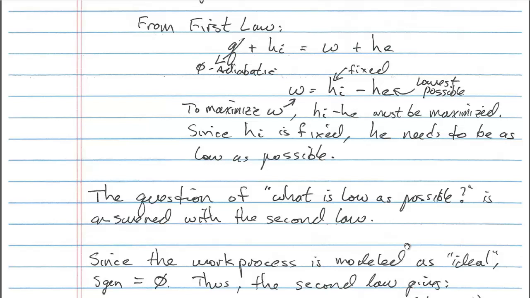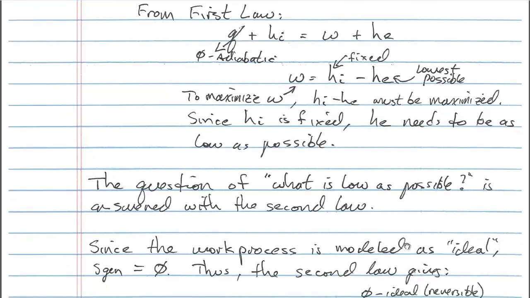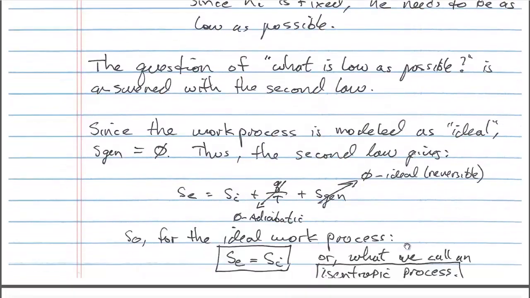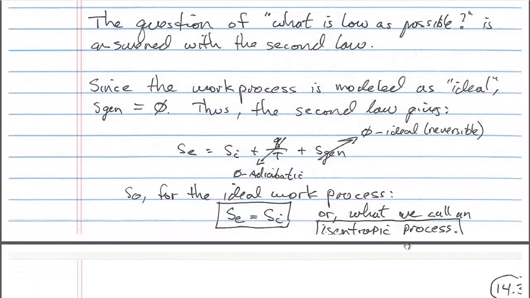So if we look at the second law, and we recognize that we're modeling this process as being ideal, that means that the entropy generation is equal to 0. So when we write the second law, we get that the exit entropy, SE, is equal to SI plus Q over T plus the entropy generation, Sgen.